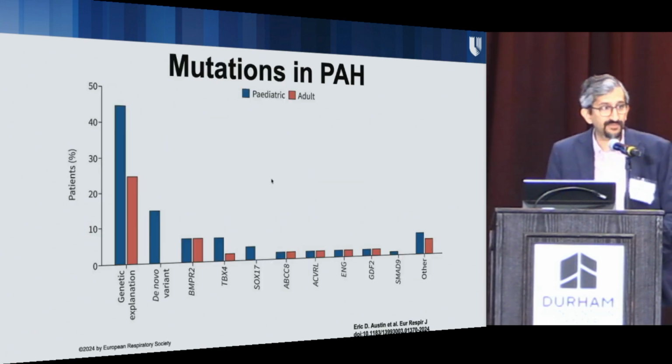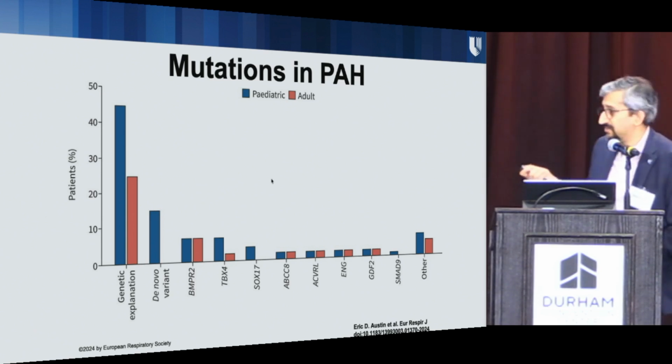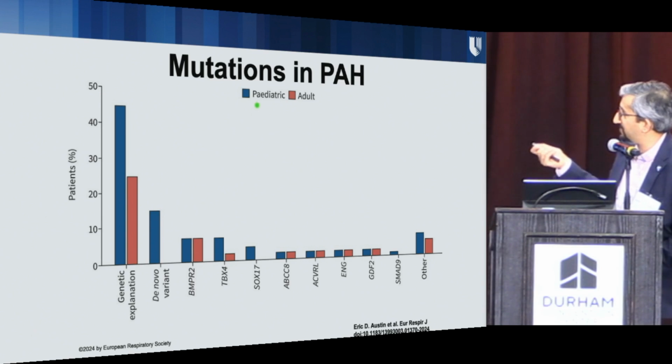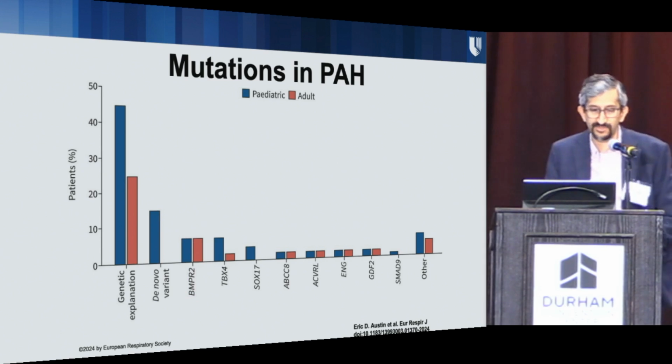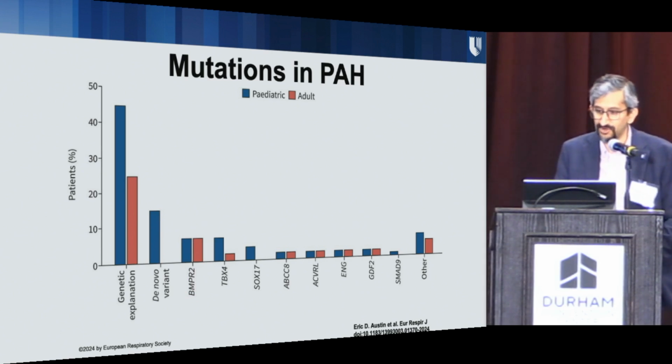Genetic testing is recommended for idiopathic PAH patients, and indeed there are a number of mutations that are seen in both pediatric and adult patients, the most common of which is the BMPR2 mutation. And so around 70% of hereditary PAH is due to mutations in BMPR2.